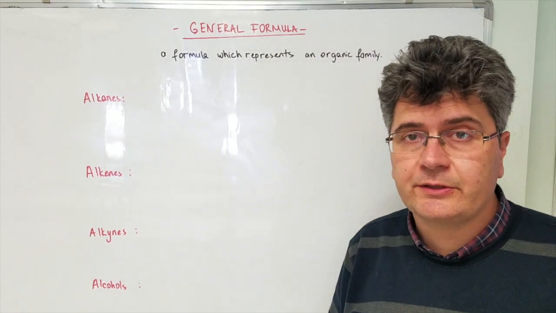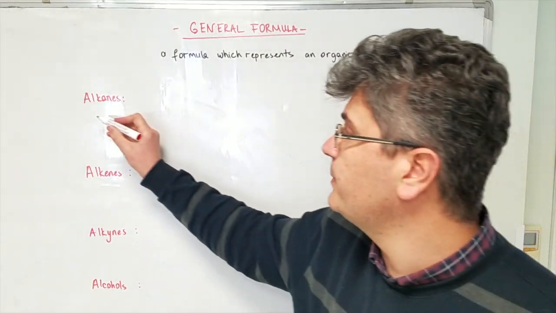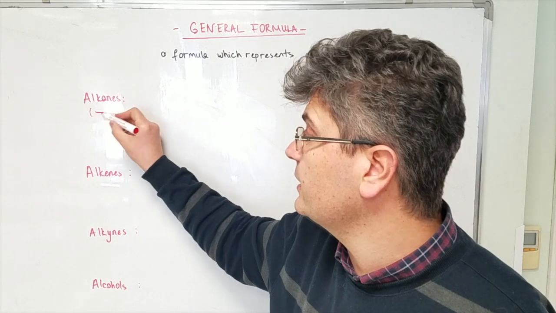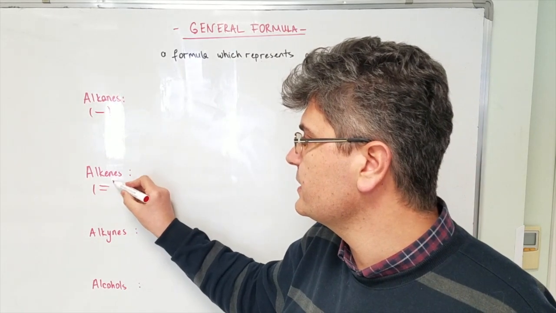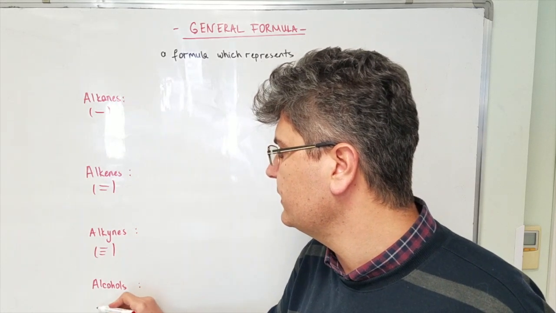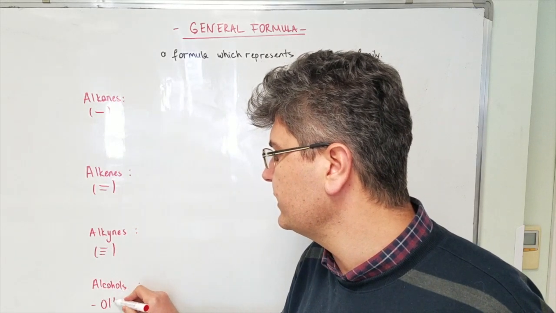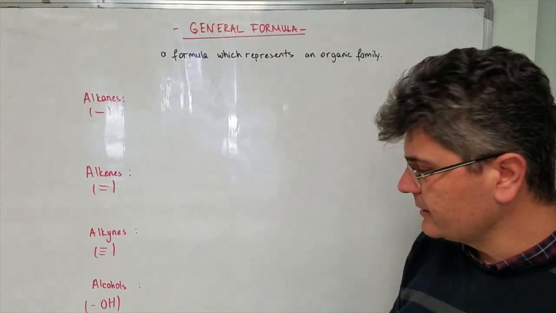But before that, let's remember what these compounds were. Alkanes were the hydrocarbons containing only single bonds. Alkenes were the ones which contain a double bond. Alkynes were containing a triple bond. And alcohols were containing an OH group. Let's start with the alkanes.